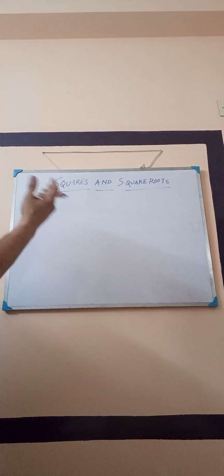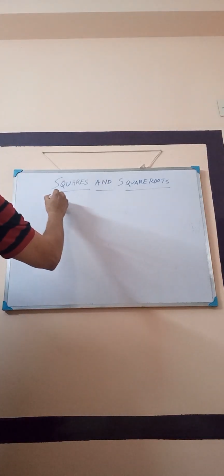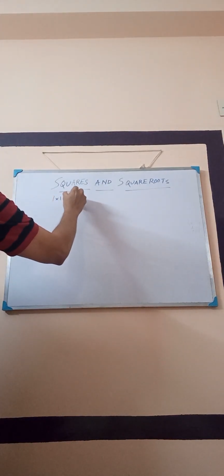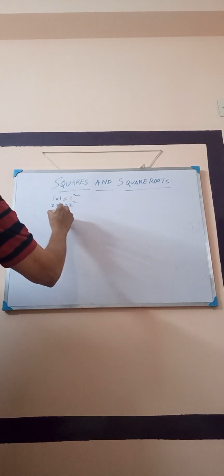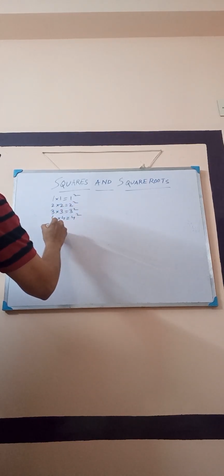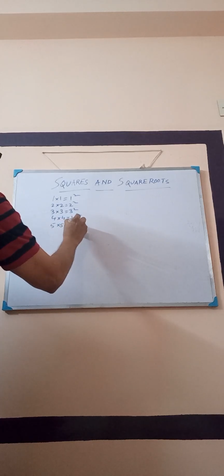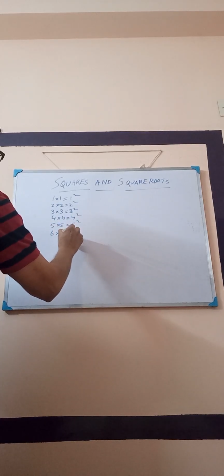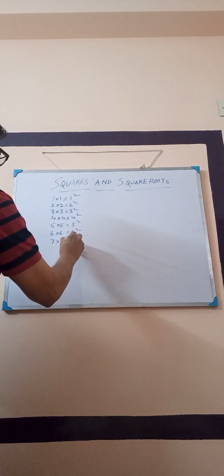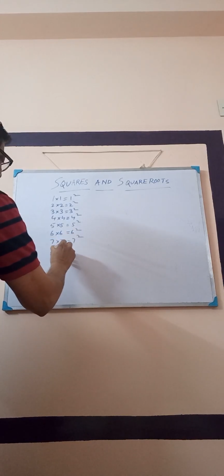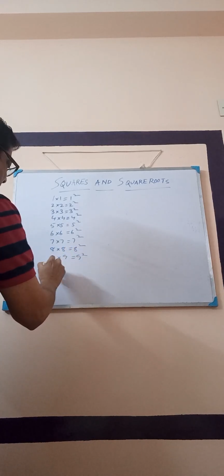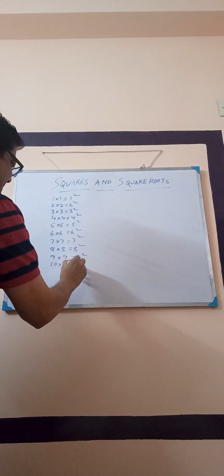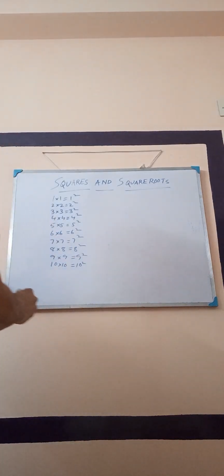If I multiply a number with that number, for example 1 multiplied by 1, that is basically 1 square. 2 multiplied by 2 is 2 square, 3 multiplied by 3 is 3 square, 4 multiplied by 4 is 4 square, 5 multiplied by 5 is 5 square, 6 multiplied by 6 is 6 square, 7 multiplied by 7 is 7 square, 8 multiplied by 8 is 8 square, 9 multiplied by 9 is 9 square, and 10 multiplied by 10 is 10 square. Now what is the value?